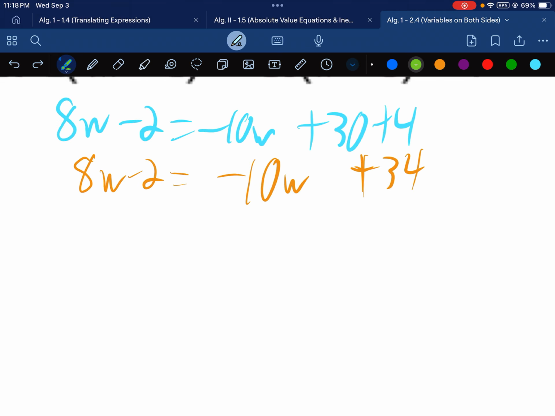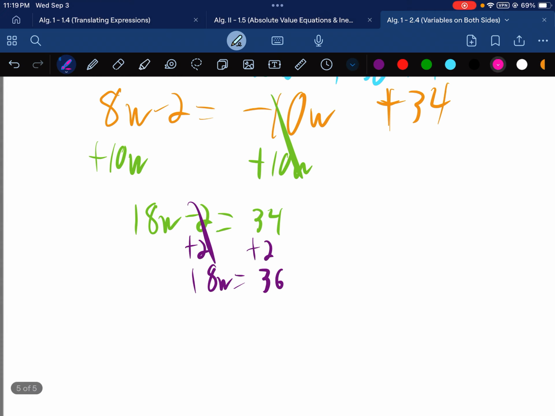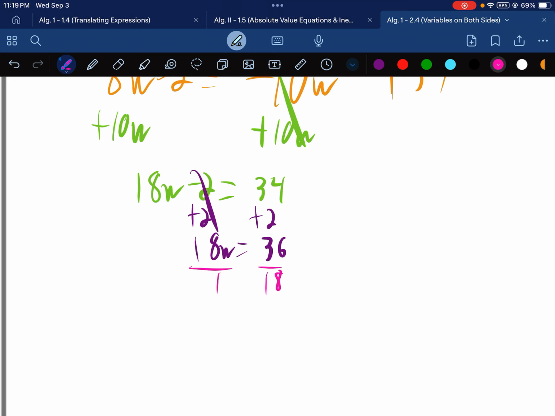So now my smaller variable is negative 10w, so I'm going to add 10w to both sides. And that gives me 18w minus 2 equals 34. Adding 2 to both sides, I get 18w equals 36. And now if I divide both sides by 18, w equals 2.